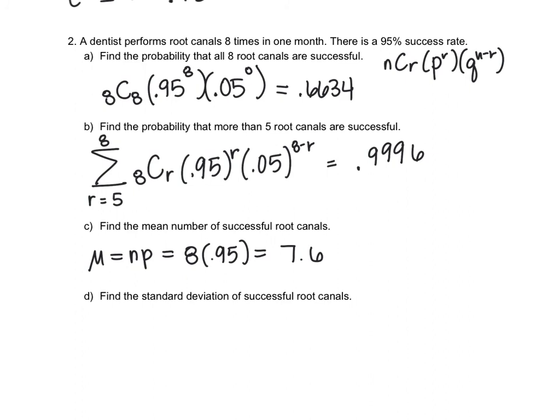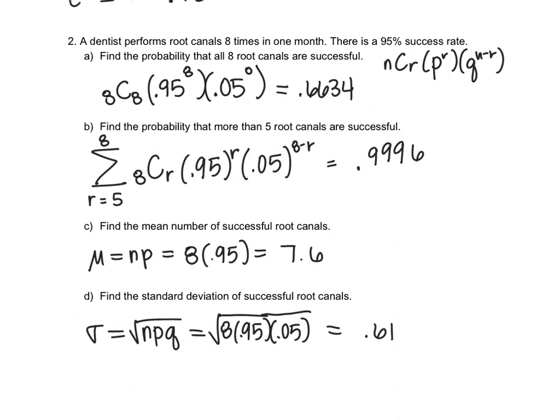Okay, and then we want to find the standard deviation. So the standard deviation is the square root of n times p times q, which is the square root of the number of trials times the probability of success times the probability of failure. So we're doing the square root of 8 times 0.95 times 0.05, which is going to give us 0.616.